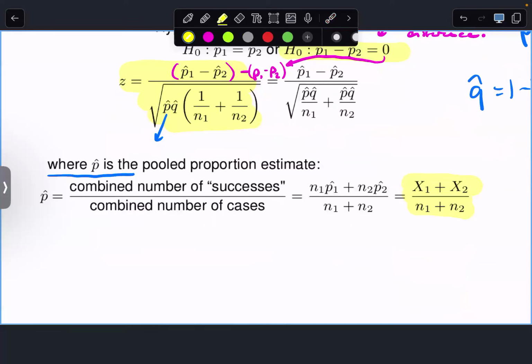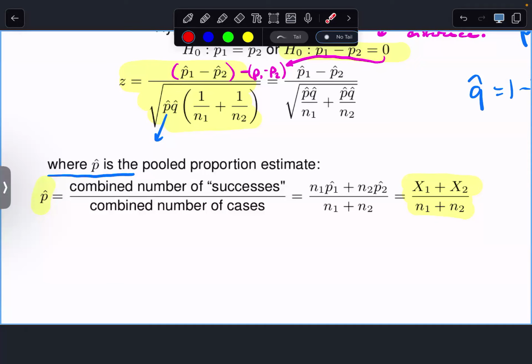So, this p hat, there's a couple of ways that we can find it depending on the information that you have. But the easiest thing is, if you have x1 and x2, you can just add them up. And you're going to have n1 and n2, so that's safe, right? The other way that you could find the number of successes in group 1 is n1 times p1 hat. Group 2, n2 times p2 hat, right? Same way that we did before.